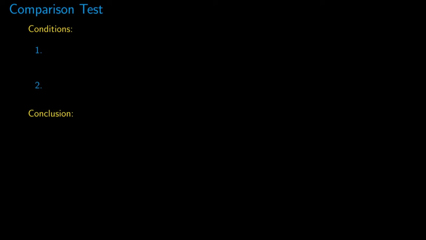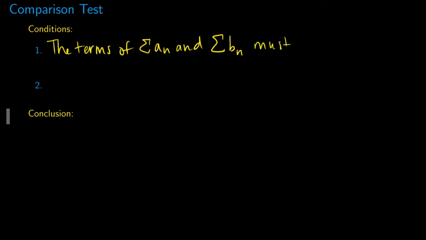So first we need two series to be able to compare. We have some conditions. The first condition is that the terms of our two series, we'll call them series A sub n and series B sub n, must be positive.